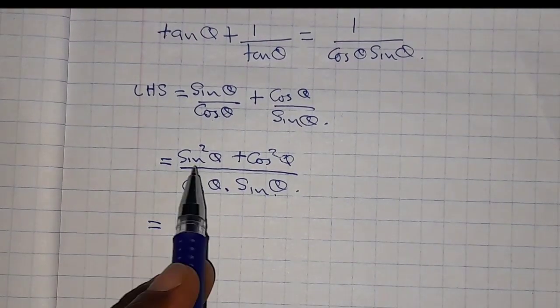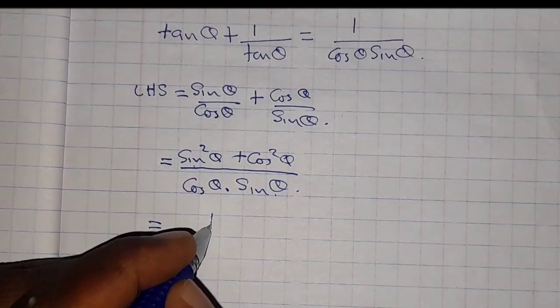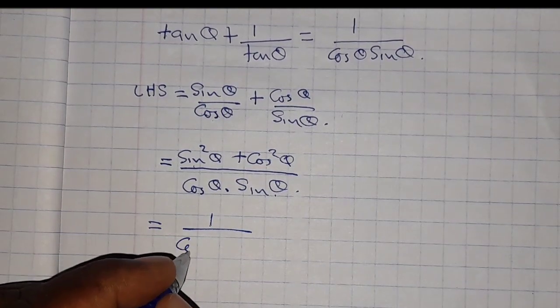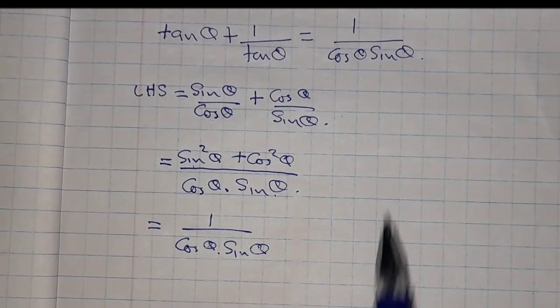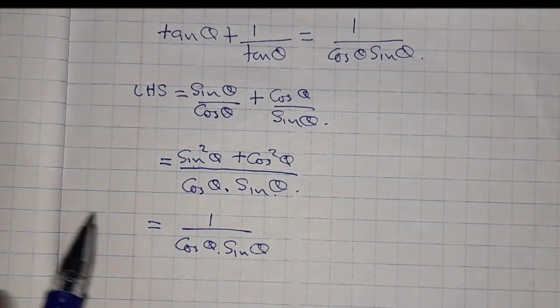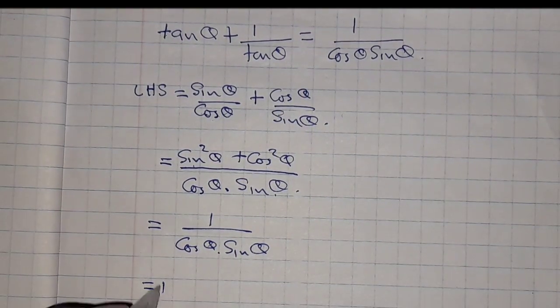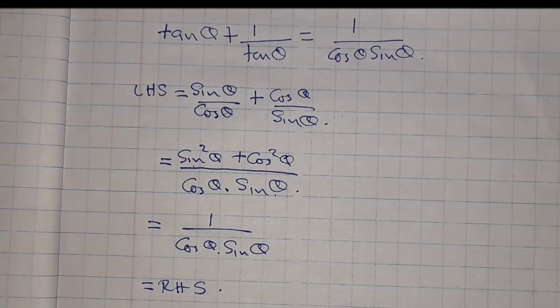And we know that sine squared theta plus cos squared theta is equal to 1, so over cos theta times sine theta, and that is equal to our right hand side. We have proved our identity.